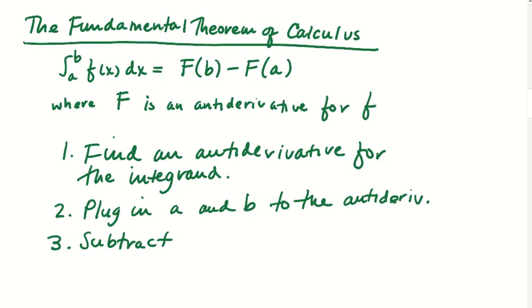Okay, so the fundamental theorem of calculus, probably also known as how to actually take an integral. Okay. So how we do it is, first we're going to find an antiderivative for our integrand, and then we're going to plug in the bounds of integration, the a and the b, and then we're going to subtract. Okay, it's a three-step process. And probably within a week, it's going to just be second nature to you.